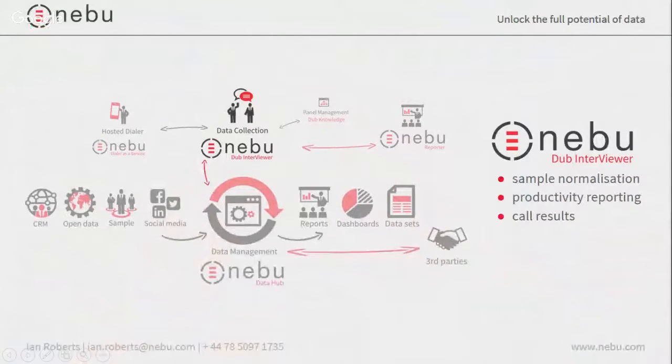So obviously, back in the software, where are you going to make these savings? Which parts of the presentation, the optimization, relate to the different areas of the software? For Dub Interviewer, you've got the ability to normalize your sample. You've got productivity reporting back to your interviewers, your agents. You can view your core results. You can make sure that your fieldwork and data collection areas are optimized and as efficient as they can be.